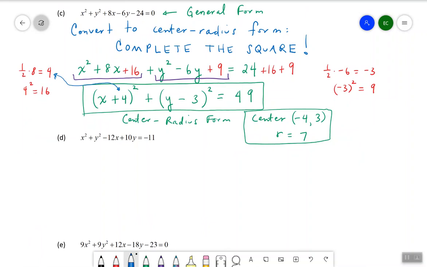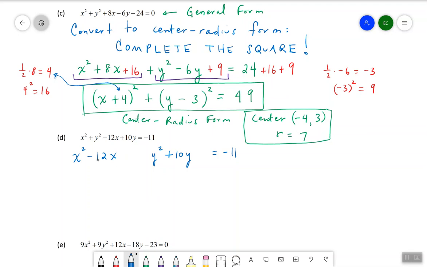Okay, so what we're going to do here is complete the square on x and y. We're given, technically it's not general form because it's not set equal to 0. It's set equal to -11, but it's close to general form. So let's go ahead and write x squared minus 12x, and leave a little space, and then write y squared plus 10y, all equal to -11.